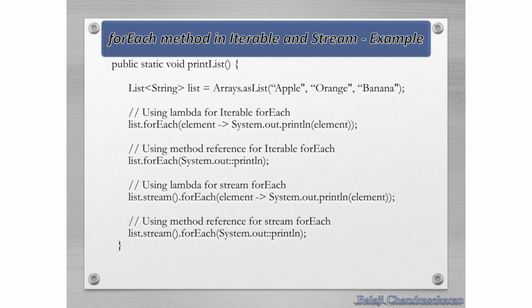In this example, the forEach method is called on the Stream interface. The list is converted to a stream using the stream method, and then the forEach method is applied with the same action or the same method reference to print each element. All these examples achieve the same result, iterating over the elements of the collections and performing an action for each element. The choice between using forEach with Iterable or Stream depends on the context and whether you are working with a collection or a stream of elements.